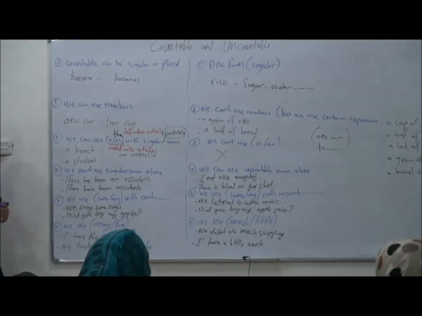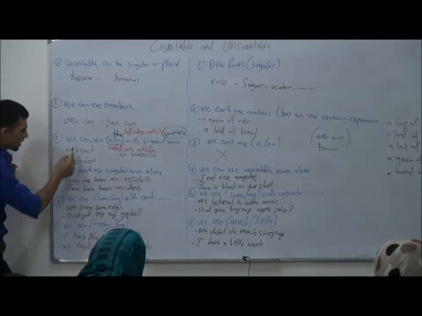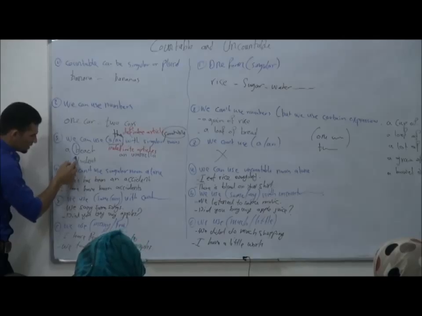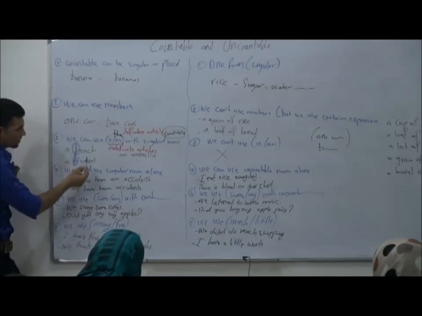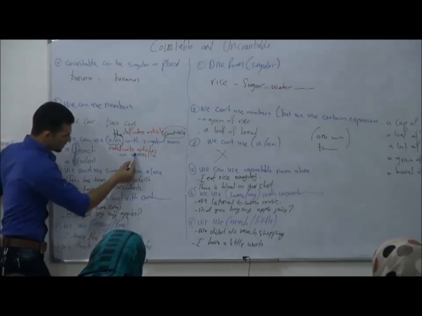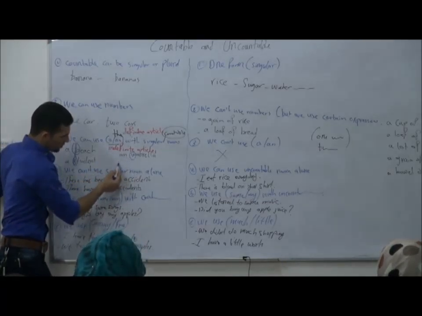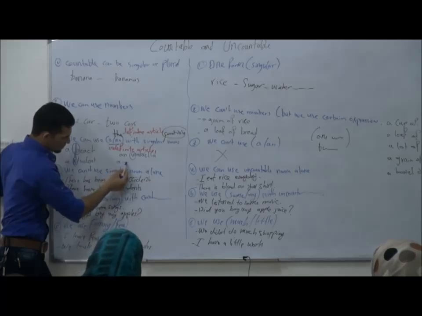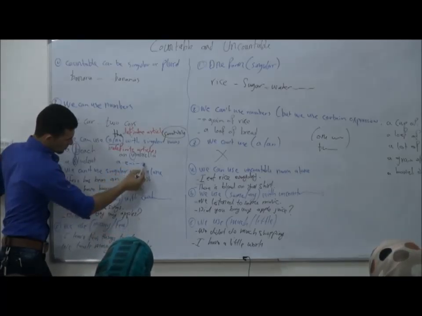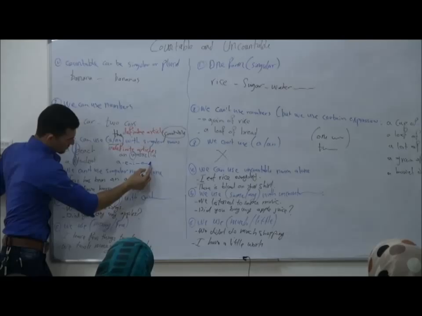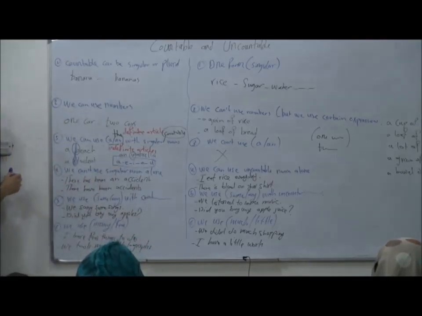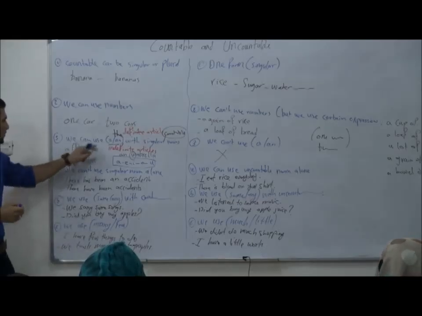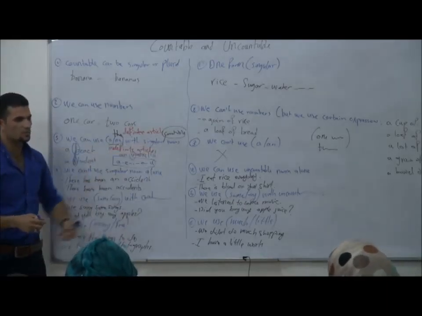With the noun that starts with a consonant. Right? We use A with the noun that starts with a consonant. But we use AN with the noun that starts with what? What are vowels? A, E, I, O, U. Okay, alhamdulillah. So, number three? We use A and AN with singular countable nouns.